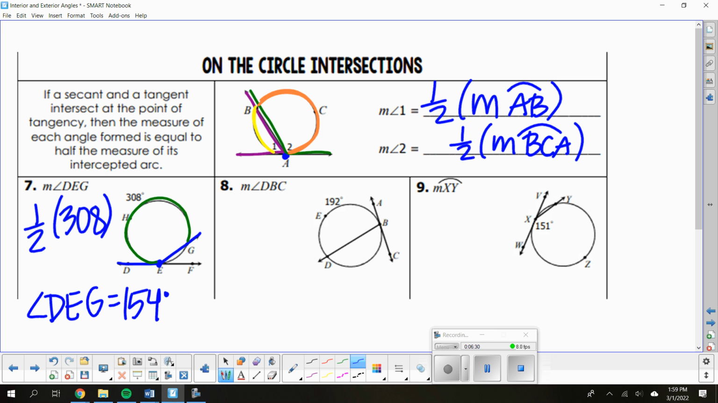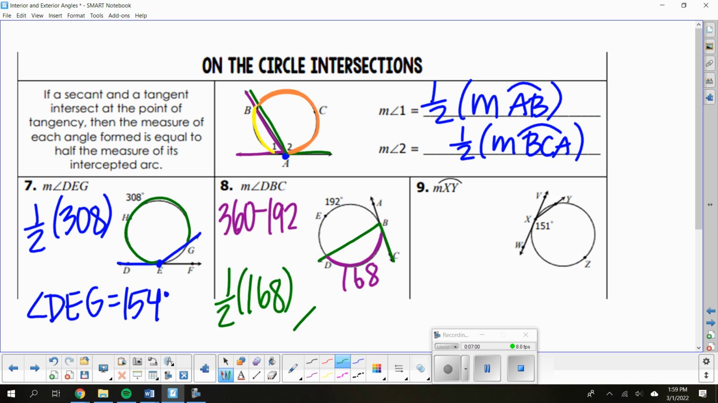The second one, they want angle DBC, which tracks arc DC, but you notice I don't have arc DC. I can find it though. The other piece I have makes a whole circle, so I can do a whole circle of 360 minus 192. That tells me that outside part is going to be 168. So to find that angle, I'm going to take half of 168, which tells me that angle DBC is equal to 84 degrees. There's multiple ways you could do this problem, so don't think of it only that way.